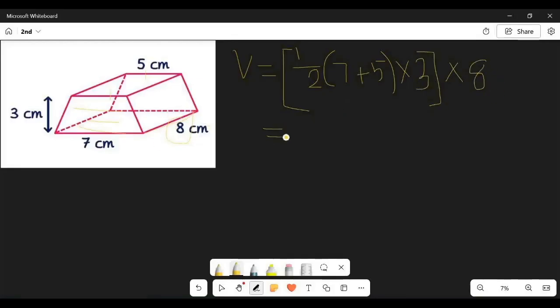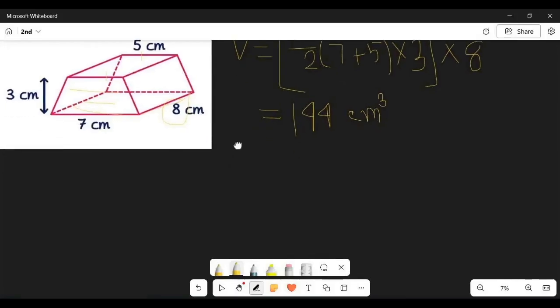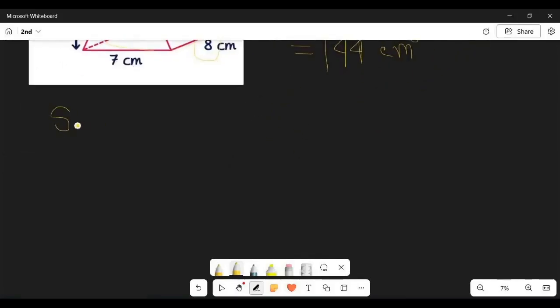So let's calculate it. This would be 144 cm cube. It's cm cube, because it's a volume. Now we have to find the surface area. So let's write here as area.